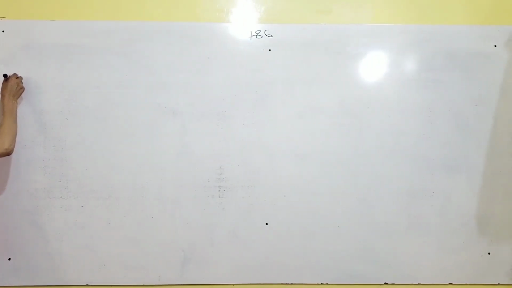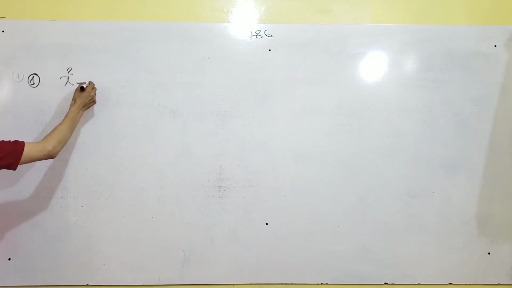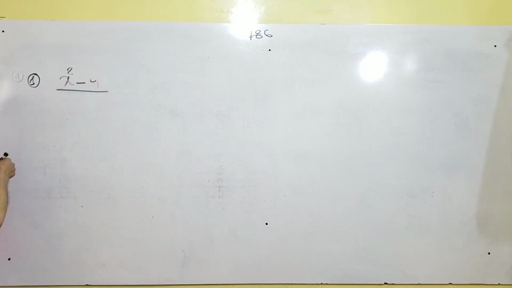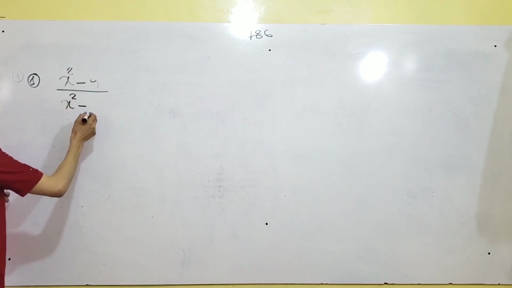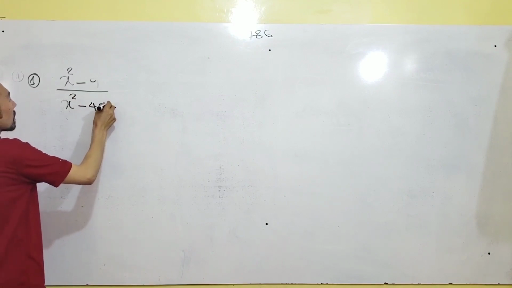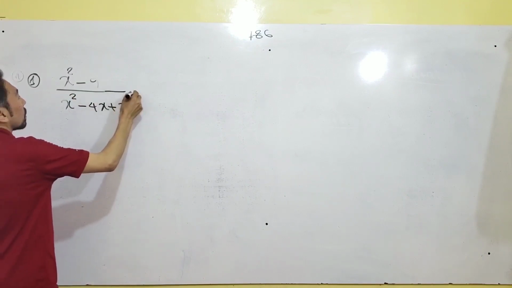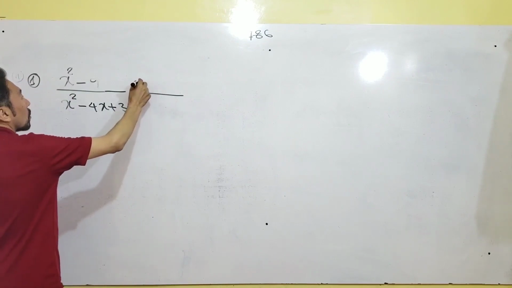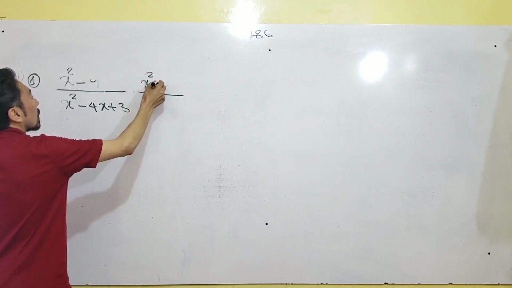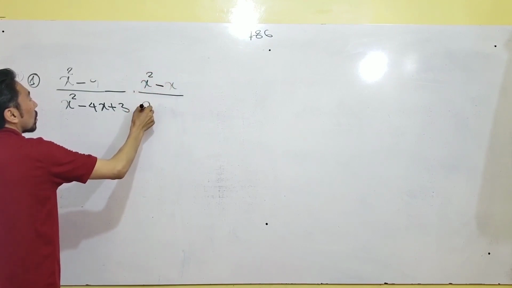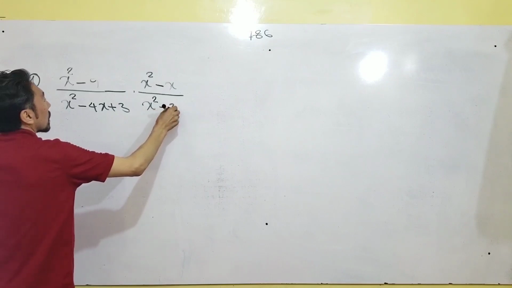For example, we have (x squared minus 9) over (x squared minus 4x plus 3) multiplied by, for example, (x squared minus x) over (x squared plus 3x).